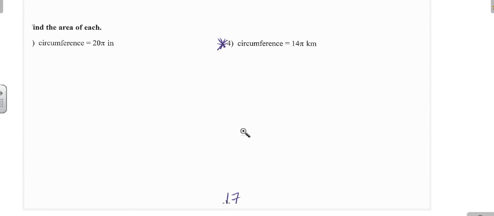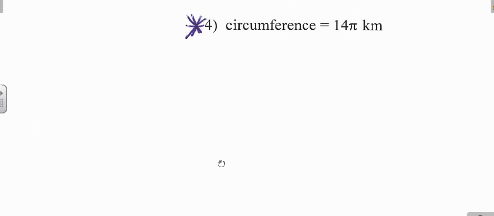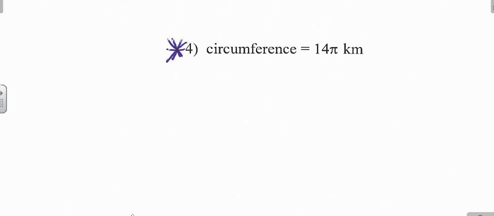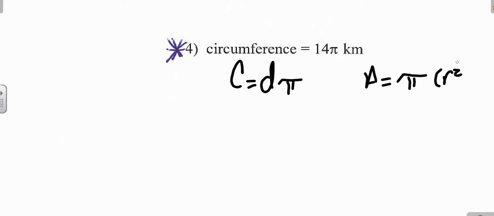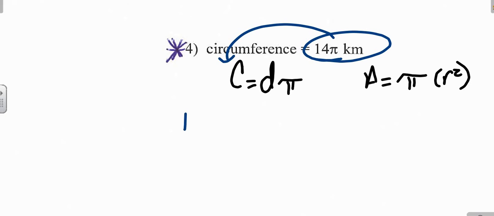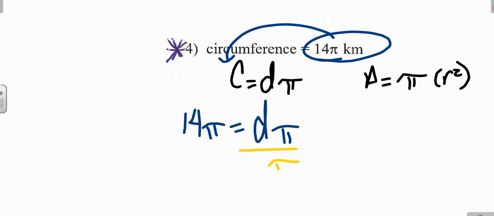Find the area, but you're given the circumference. So, C equals d pi. I see d pi. Apple pie is really, really good. Start with what you have, not with what you need. Obviously, the pies cancel. That gets you your diameter.